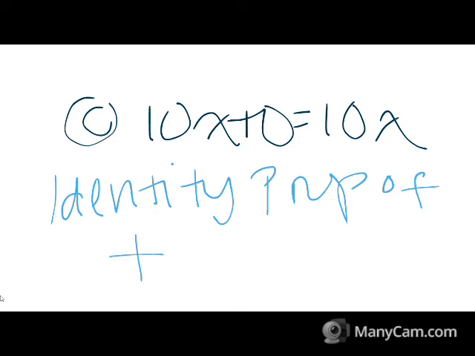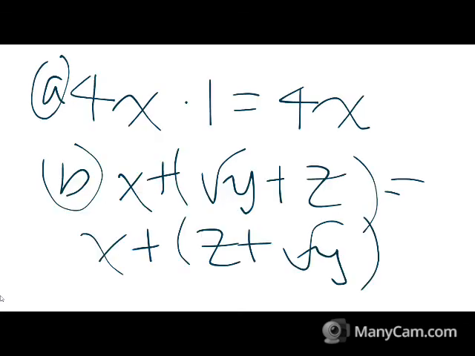All right, so now what I want you to try are the Got Its. What property is being illustrated by 4x times 1 equals 4x, and x plus (radical y plus z) equals x plus z plus radical y? So be careful, just because there are parentheses does not mean that it's always associative. You need to look at the order, you need to look at the statement itself.